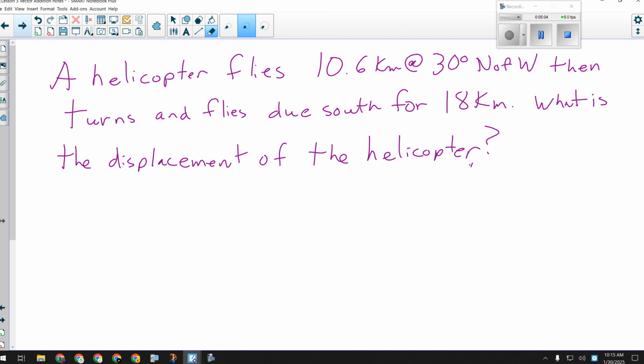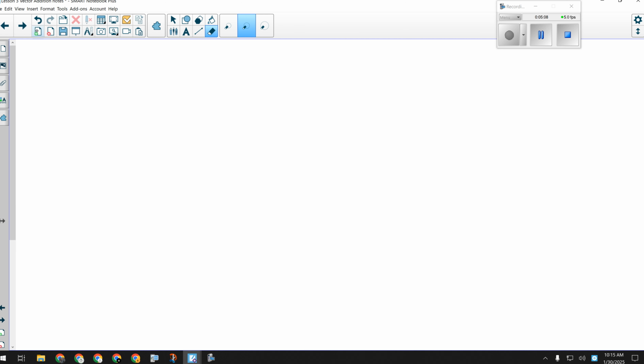All right, before we do this one, let me ask you this. If I was given this vector, 25 meters at 30 degrees north of east, how could I figure out how far east and how far north I go while following that vector?